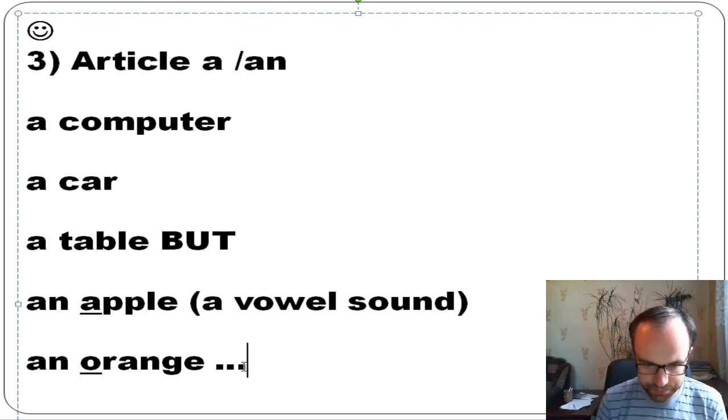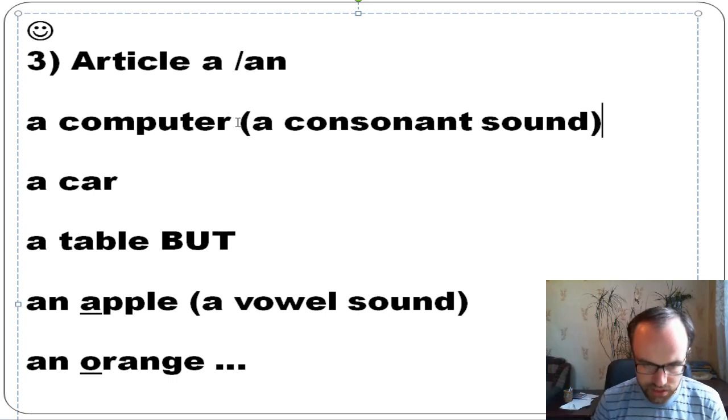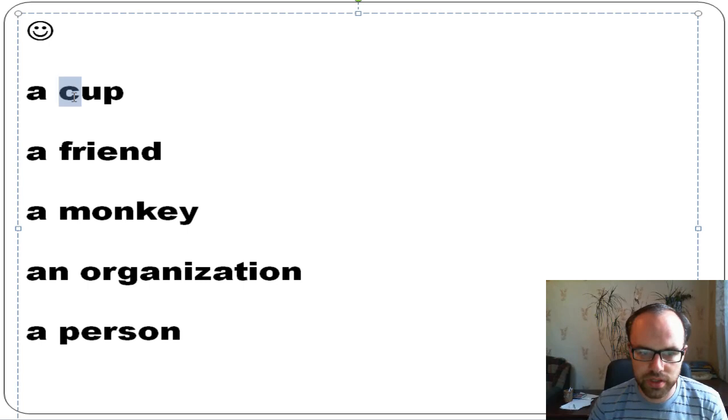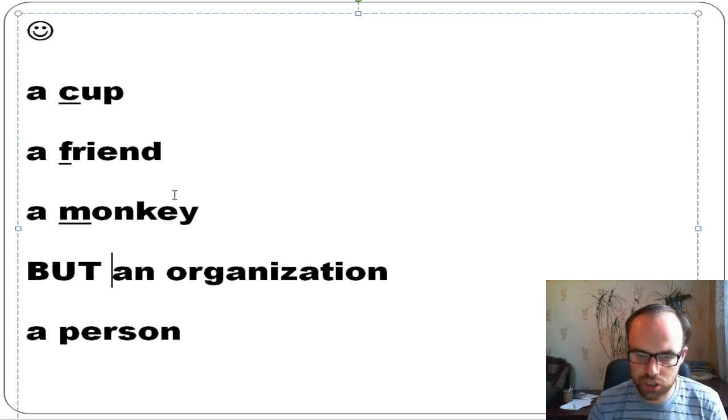Okay? So you see, and we see a consonant sound. It's a consonant sound. You say a computer, k, a car, k, a table, t, but an apple, an orange. Good. Look, a cup, a consonant, a friend, a consonant, a monkey, m, a consonant. But, you see, an organization, it's a vowel sound. So you use an, an organization.